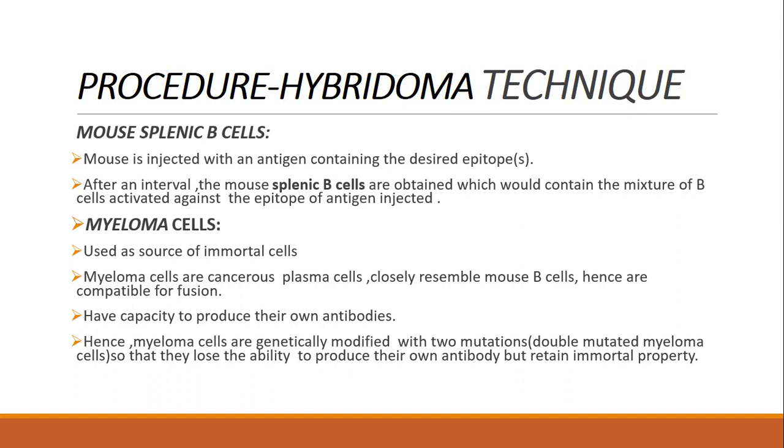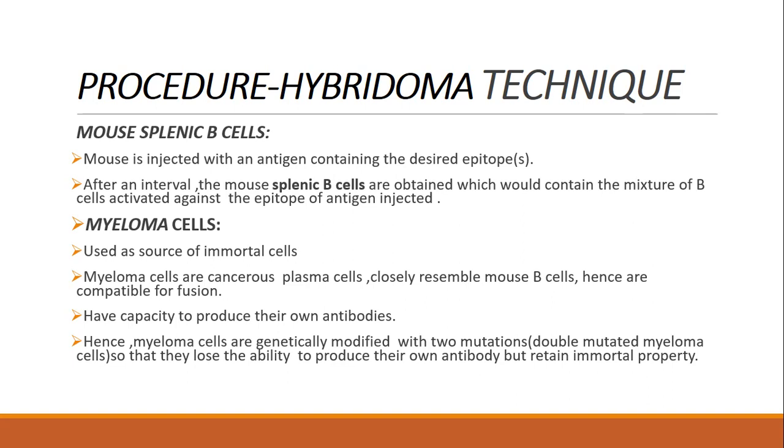Because we found out that myeloma cells and the spleen cells are structurally similar, so that they can easily fuse to each other. Generally, fusion of cells is not that easy, but as they are both compatible with each other, that's why we fuse the mouse splenic B cell with the myeloma cells. Also, the myeloma cell has the capacity to produce its own antibodies. This is the specificity of the myeloma cells. It basically resembles the splenic B cells, and is used as a source of immortal cells. So that's why we fuse myeloma cells with the mouse splenic B cell.